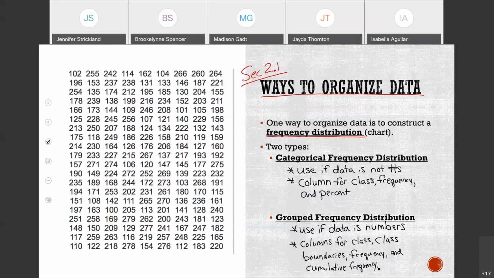So that's kind of our base information. If we can remember that, then we should be able to set this thing up without any real difficulty. We've got to remember which one goes with which type of data, and then we've got to remember what columns go in each particular type.